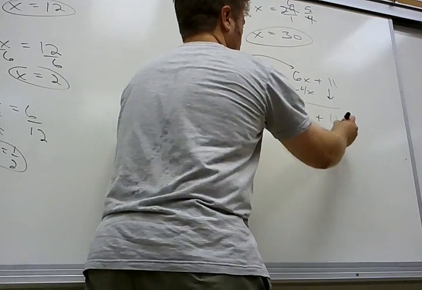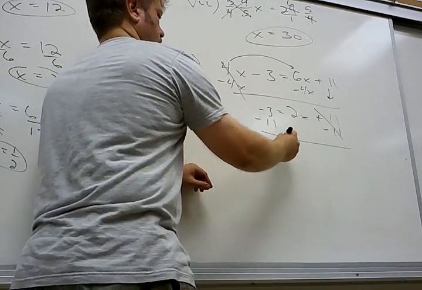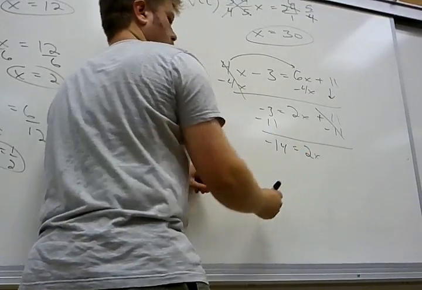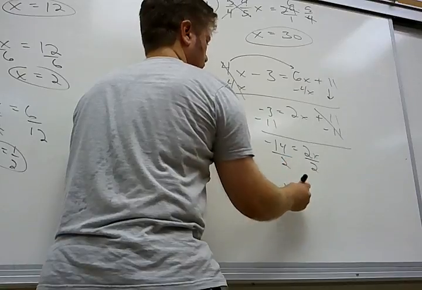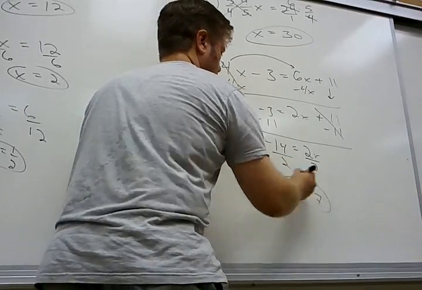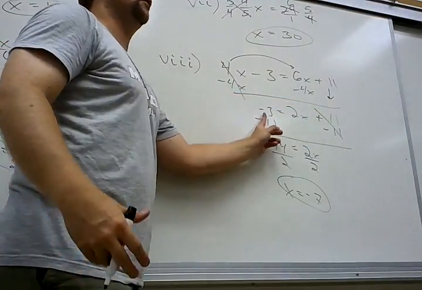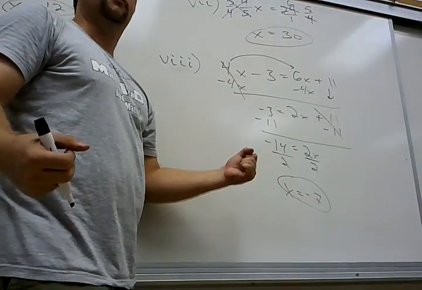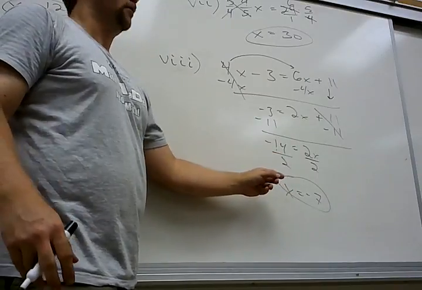So the minus 11 cancels. Negative 14. Then divide by 2. You almost always divide last. If you divide too early, you make fractions where you don't really need fractions, right? Because I ended up with a nice even number that 2 goes into.